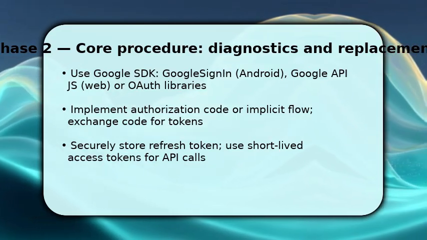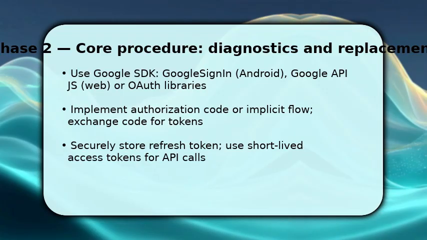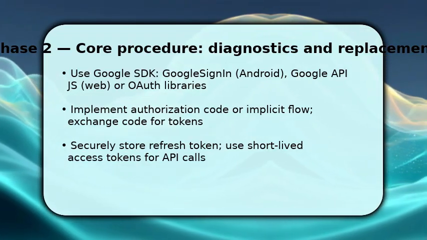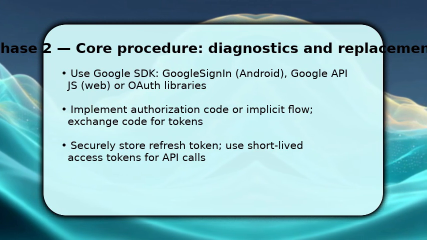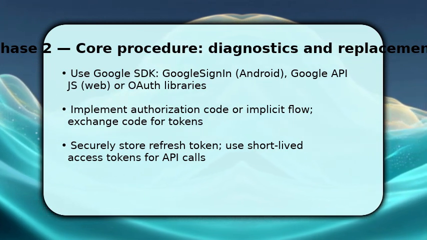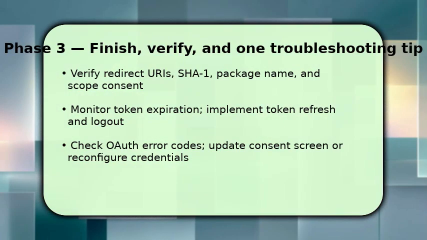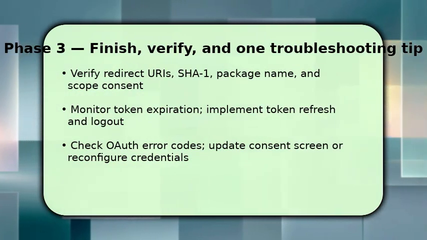Once tokens are issued, use access tokens for API calls and keep the refresh token in a secure server-side store to renew access when it expires. You finish by testing end-to-end. Sign in, call Google APIs, and confirm user info returns as expected.